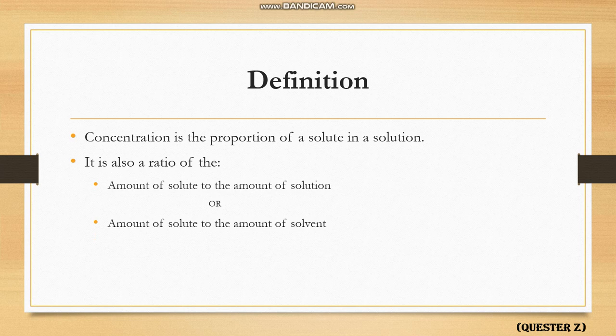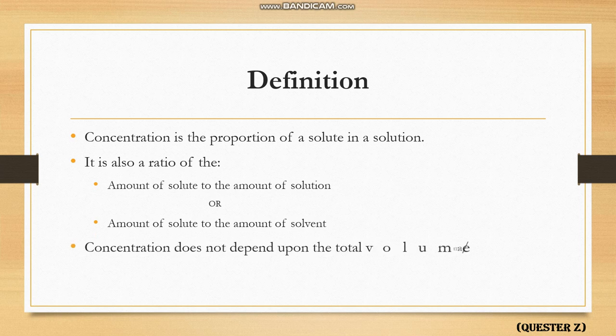For example, I mostly discuss the example of a salt solution. Salt is a solute and water is a solvent. We add salt to the water and dissolve it, and it makes a salt solution. So it is the amount of solute, how much salt we have added, relative to the amount of solution, how much water there was.